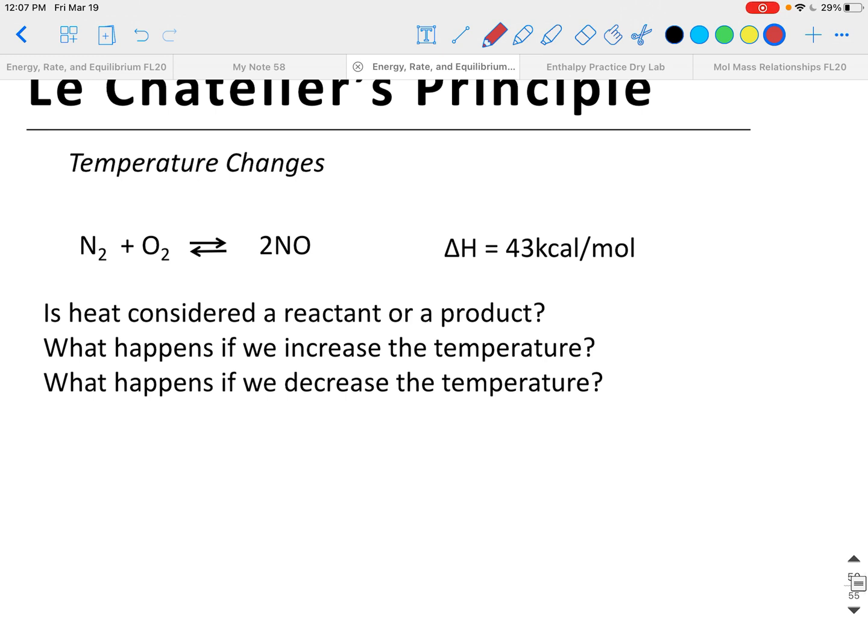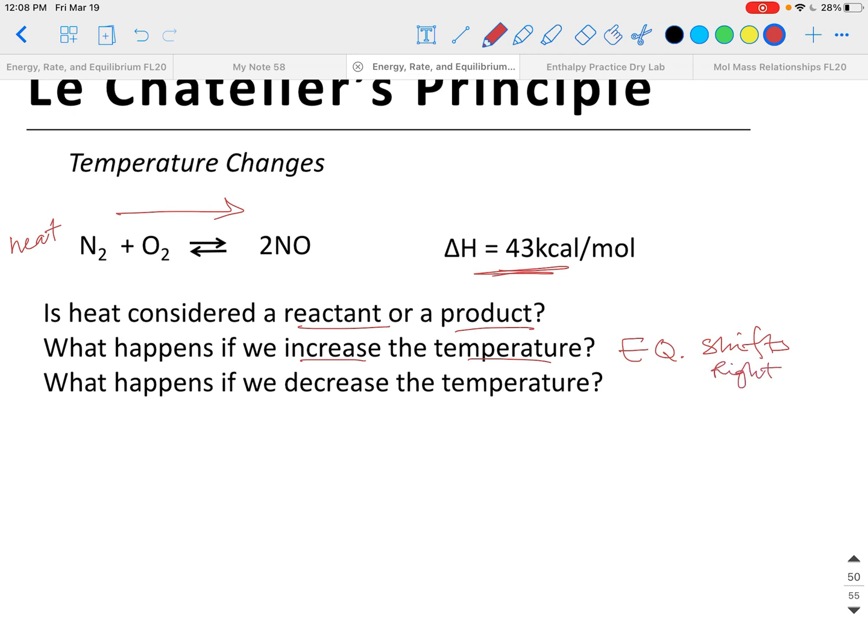Okay, that's temperature changes. Let's look at one where it is endothermic. Is heat considered a reactant or a product? Well, we just said if it's endothermic, positive delta H, we're going to write heat as a reactant. So now if we increase the temperature, which way does it shift? If we increase temperature, it's like we're increasing the concentration of a reactant, so it's going to shift to the right.